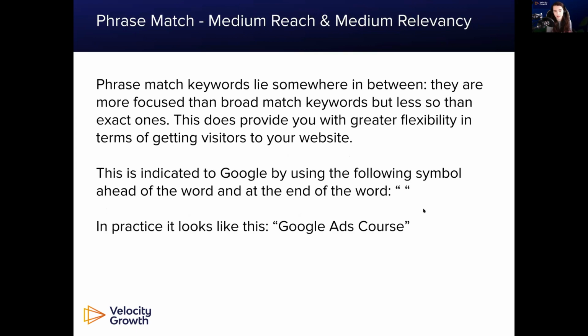You also have phrase match keywords, and these have medium reach and medium relevancy. I use these quite frequently. Phrase match keywords lie somewhere in between. They're more focused than broad match keywords, but less so than exact ones, and exact ones are the next one I will go through. So it provides you with greater flexibility in terms of getting visitors to your website. These are indicated to Google by using quotation marks on each side of the words. In practice, it looks like this, where you're just putting in "Google Ads course".